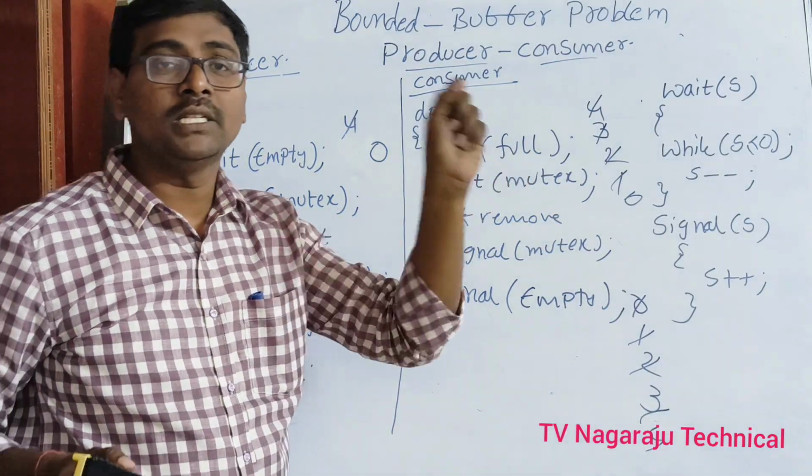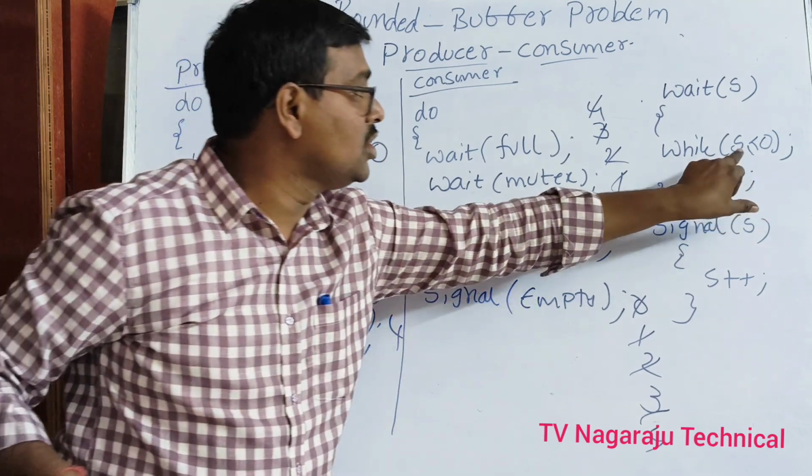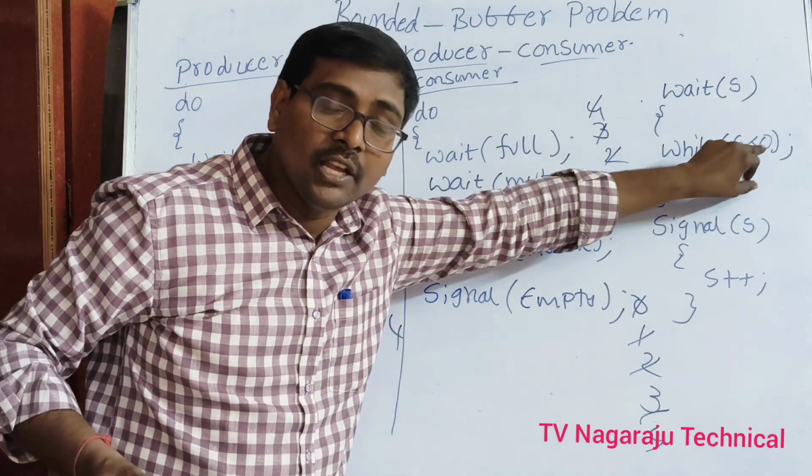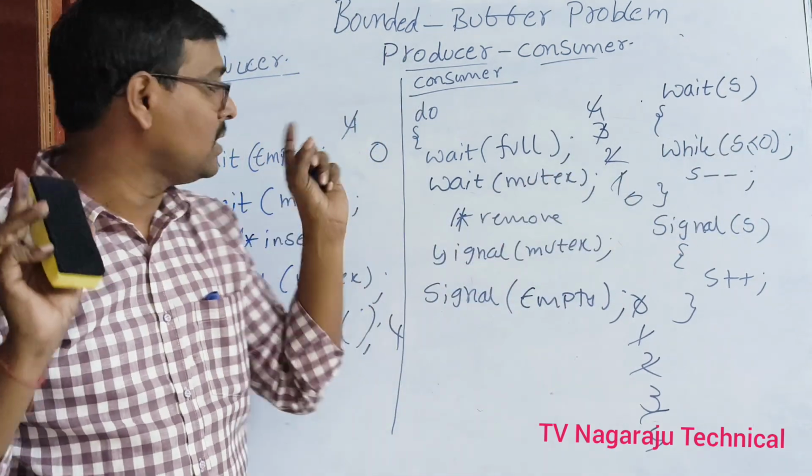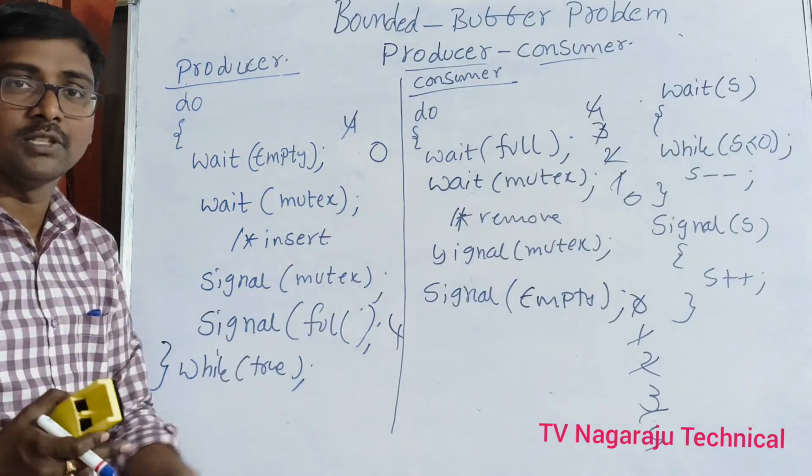Whenever full is 0, wait of 0 means fail. That is, 0 less than or equal to 0. The condition is true, so it needs to wait. This is the logic of producer consumer.